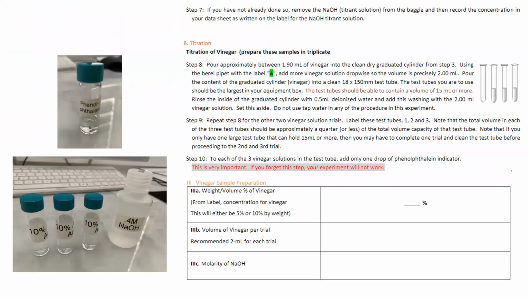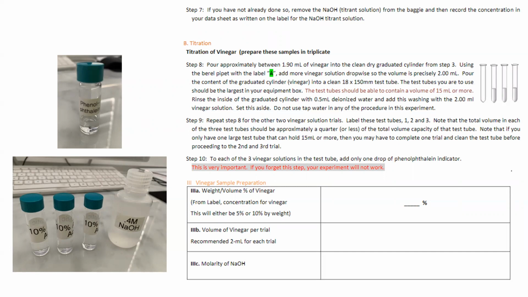All right, moving on, we are going to start working on the actual titration of the acetic acid solution that you were given. Again, we are going to be doing 3 trials, which is why you were given 3 vials. In my kit, I was given 3 vials of 10% acetic acid solution, and a 0.4 molar sodium hydroxide solution to use as my titrant. I was also given a vial of phenolphthalein, which is the indicator, and I'll be using 1 drop of that in each test tube.